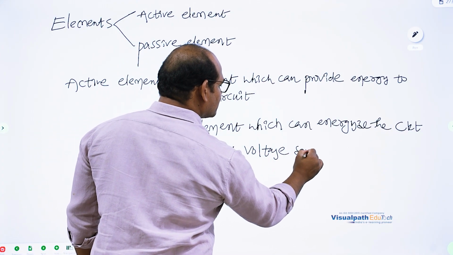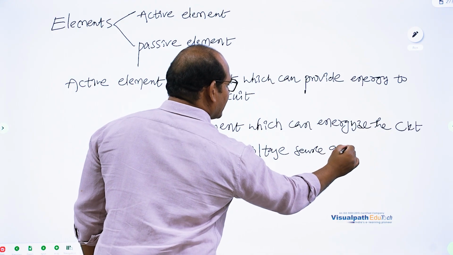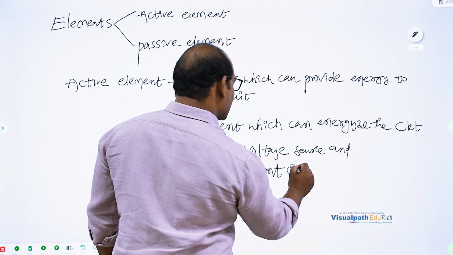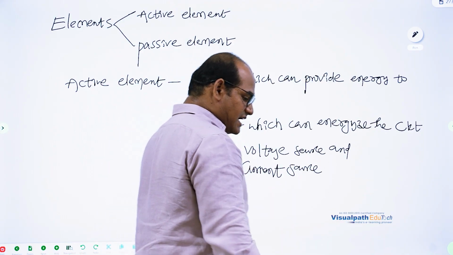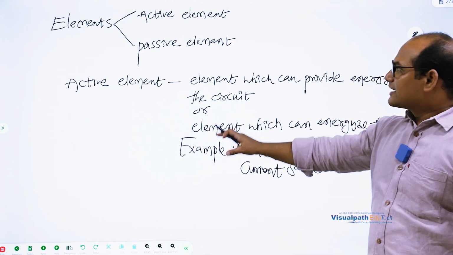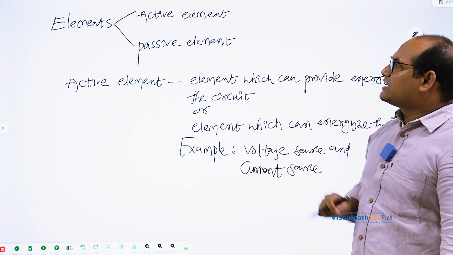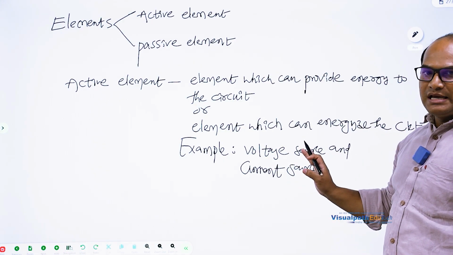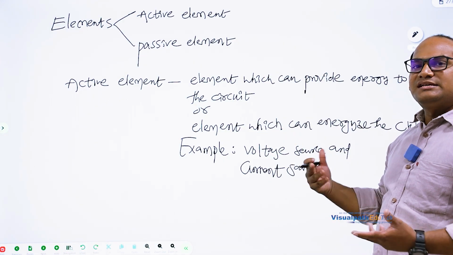Voltage source and current source we can give as the example of the active device. This one you know already from the electrical circuits knowledge or the network theory knowledge. We can tell what an active element is: it is nothing but generally voltage source and current source only. And these are the reasons for the energization of the circuit.